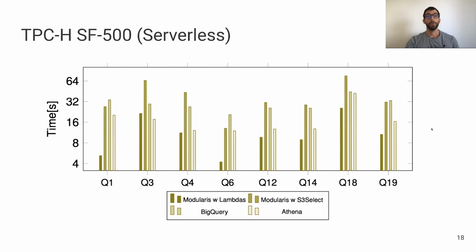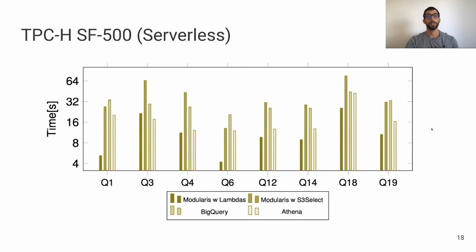For the serverless backend, we use two query-as-a-service systems, Athena and BigQuery, as baselines. As we observe, Modularis with S3 Select is comparable to BigQuery for the majority of the queries but slower than Athena. The larger running times of calls to S3 Select are because the service returns chunks of uncompressed CSV data through the network. We can improve the performance significantly by using our specialized Parquet scan operator, which reads data in compressed format and also pushes down projections.